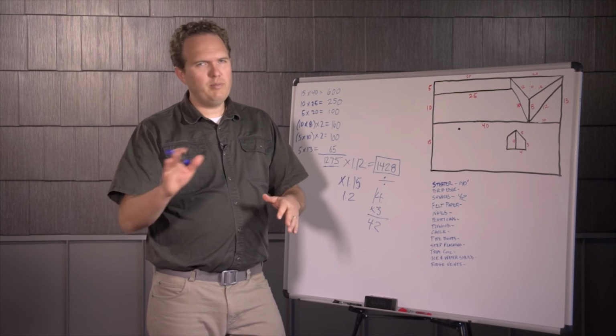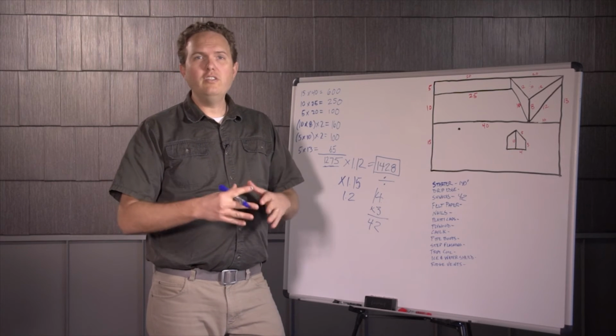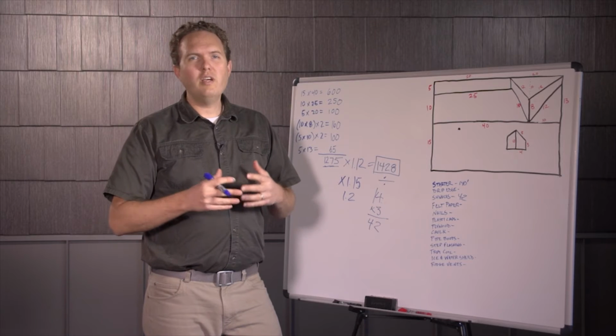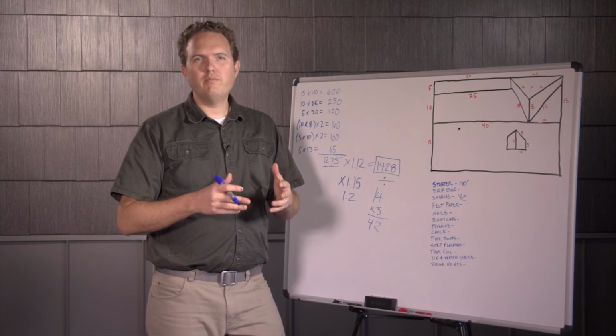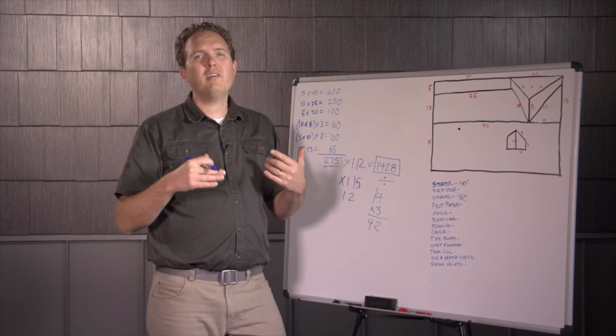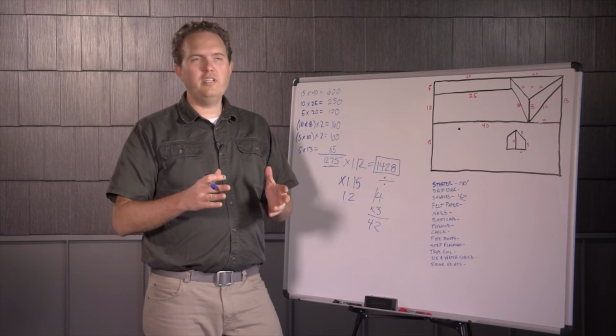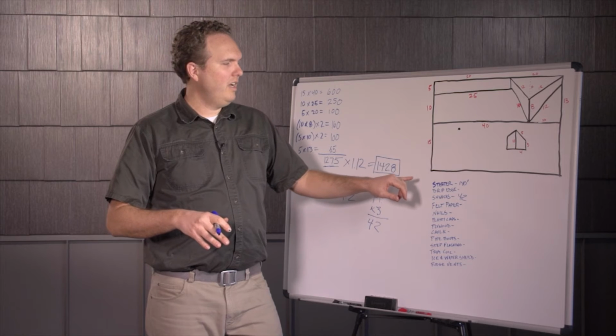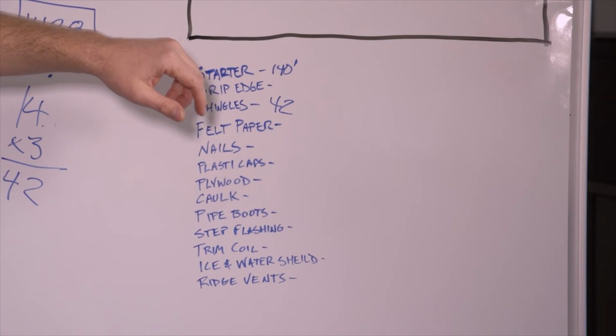But you can also use a 3-tab. Again, we'll talk about that later. But if you're going to use the pre-made starter, double check the coverage rate of the shingle. In this case, the starter shingles that we're using come in bundles that cover 116 linear feet. So I need 140 feet. It comes in a bundle with 116 feet.